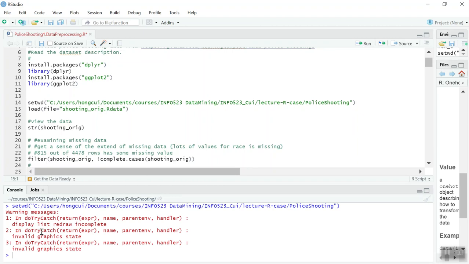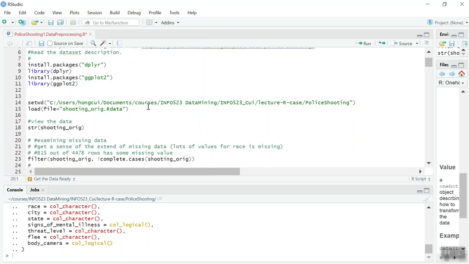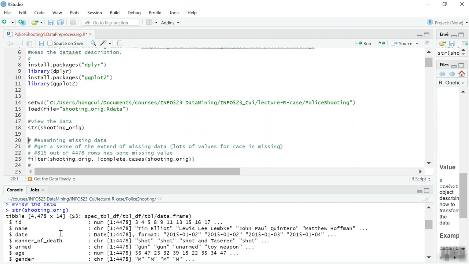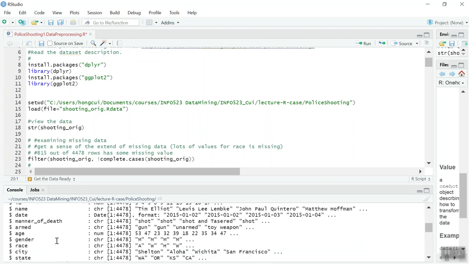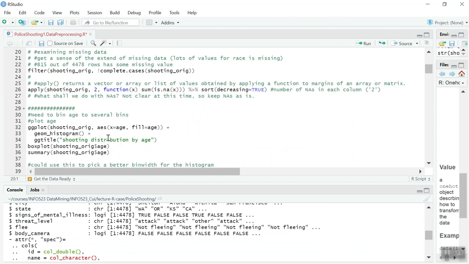Those warning messages are irrelevant, and we can ignore them. So run this, load the file, and now we can use the str method to get an overview of what is in the shooting data. So to remind us, we have body camera, yes or no, ID, names.